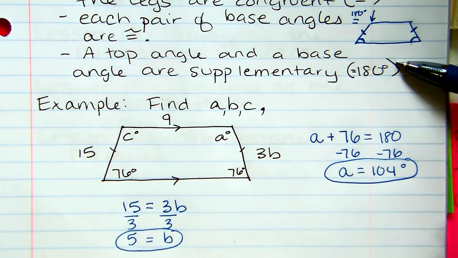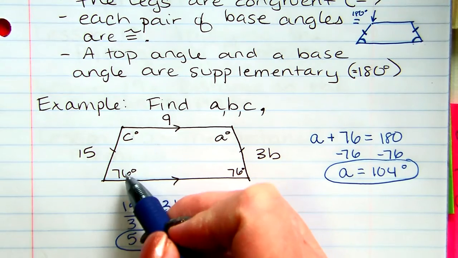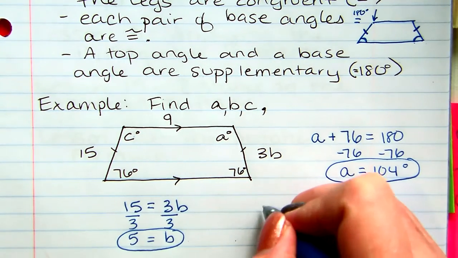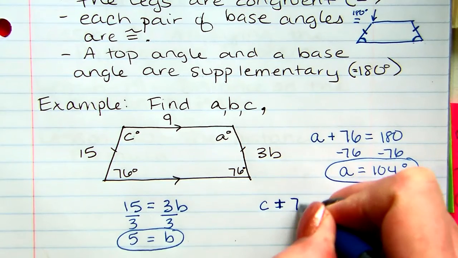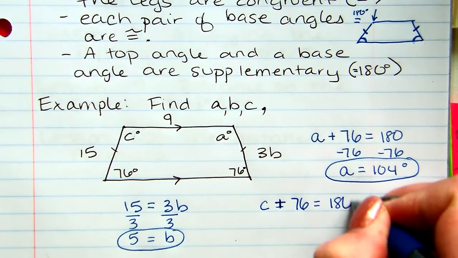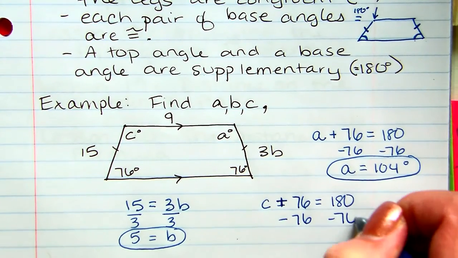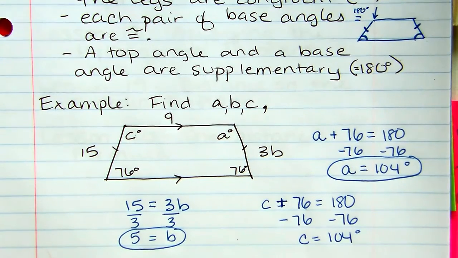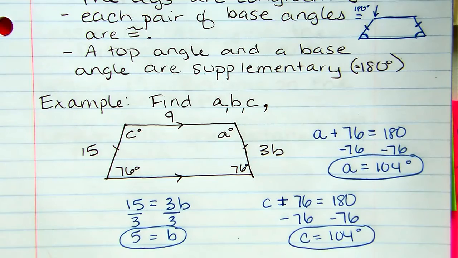So, we're going to begin with C plus 76, once again, is equal to 180. So C plus 76 equals 180. We're going to subtract 76 from both sides, and we get C equals 104 degrees, just like we did with the other. So C is equal to 104 degrees, A is equal to 104 degrees, and B is equal to 5.